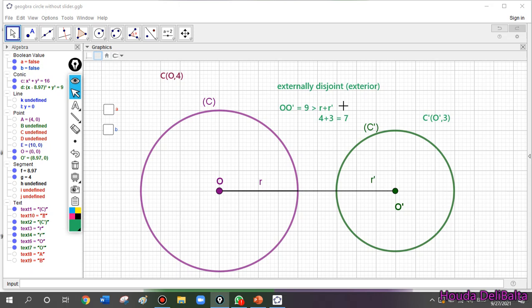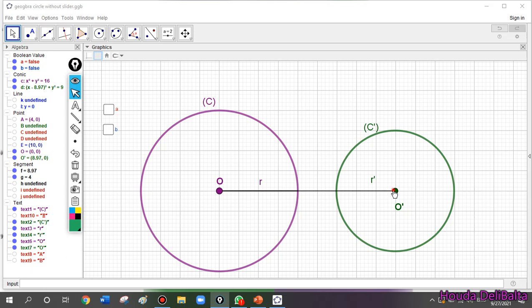That's according to externally disjoint circles. The distance between the centers O and O prime is greater than the sum of the radii, and that's obvious because you notice here there is a space that measures 2 centimeters between these two circles. From here to here we have 4 centimeters. From here to here we have 3 centimeters. This is 7. And the space that measures 2 centimeters is the reason why we get 9, which is greater than the sum of the radii. So that's according to externally disjoint circles.